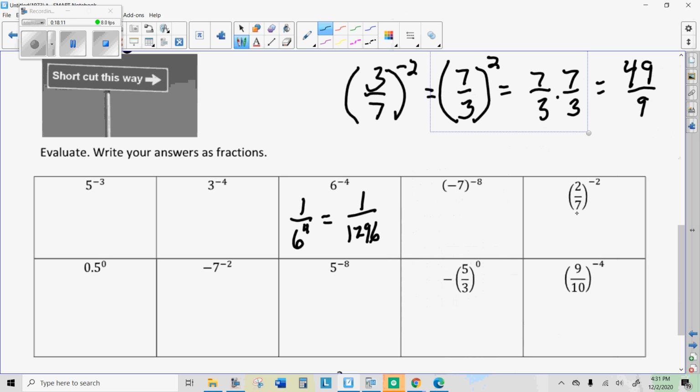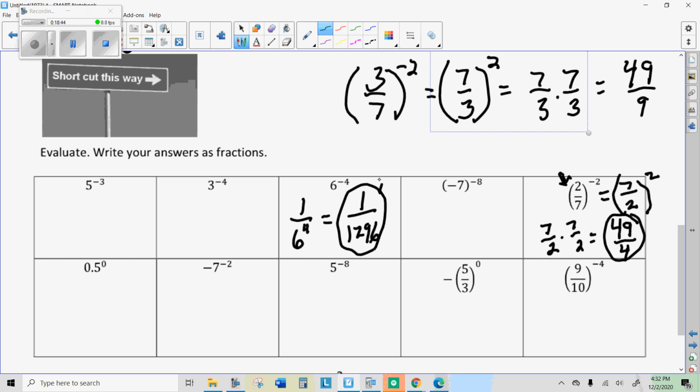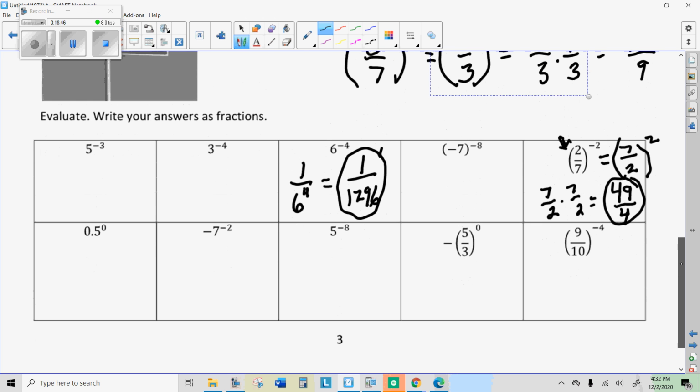Now let's do a fraction problem like this one. We saw that this would be the positive power flipped. So what I'm going to do is just flip that fraction, make it 7 over 2, make it a positive power. Then I can just do 7 over 2 times 7 over 2, which equals 49 over 4. All right. Now, when we're doing negative exponents, we're going to always want to write those as common fractions, which means you have a numerator and a denominator.